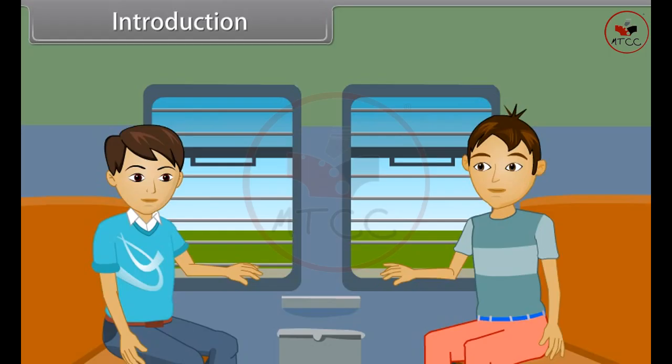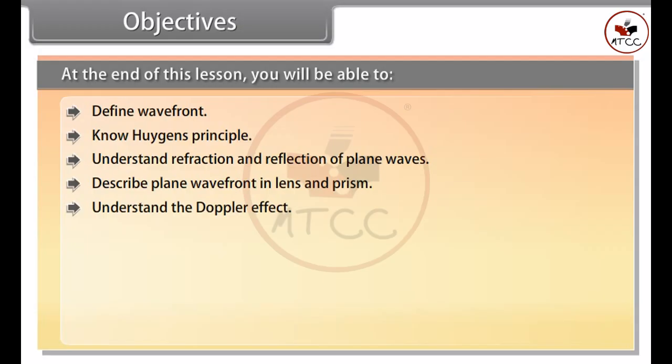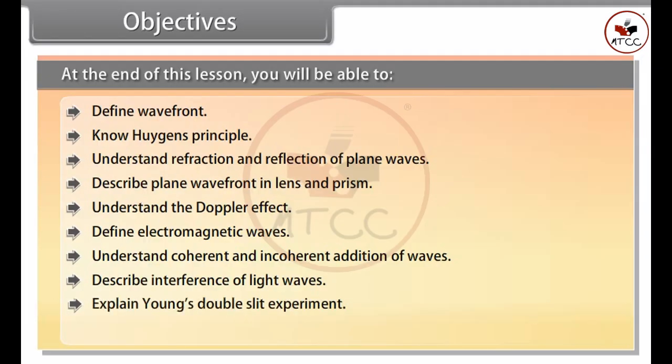Students, today we will study about the wave optics. Objectives. At the end of this lesson, you will be able to define wave front, know Huygens principle, understand refraction and reflection of plane waves, describe plane wave front in lens and prism, understand the Doppler effect, define electromagnetic waves, understand coherent and incoherent addition of waves, describe interference of light waves, explain Young's double-slit experiment, explain conditions for sustained interference.